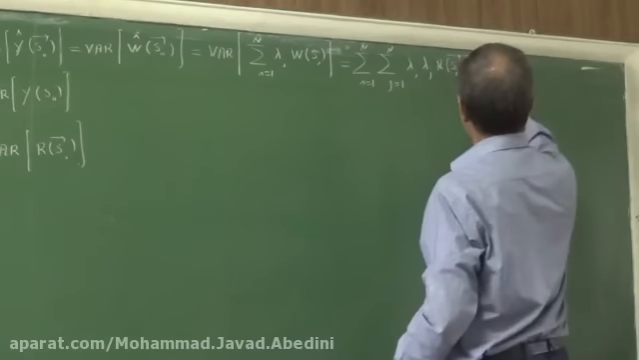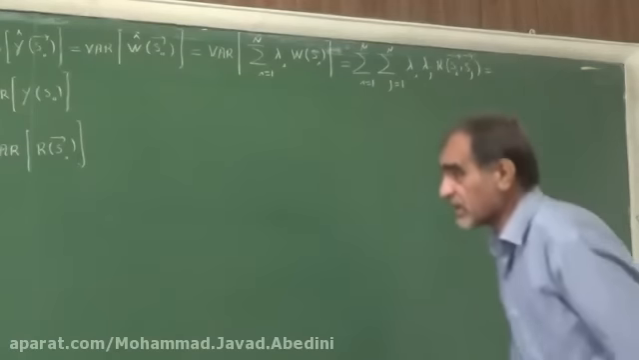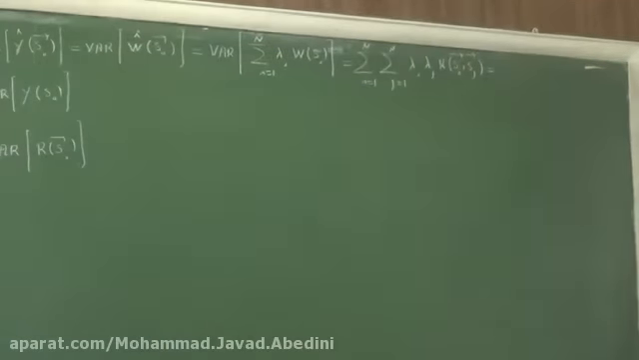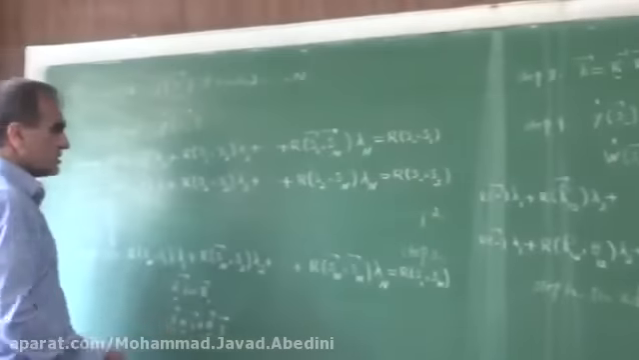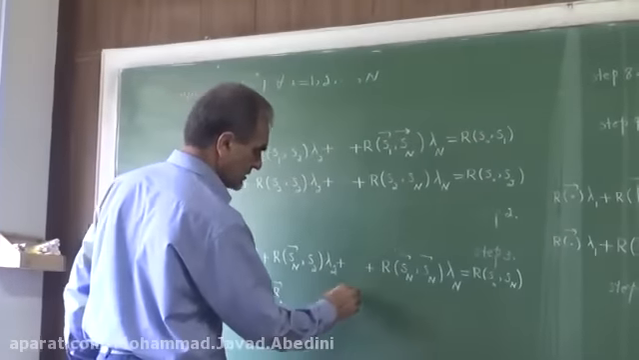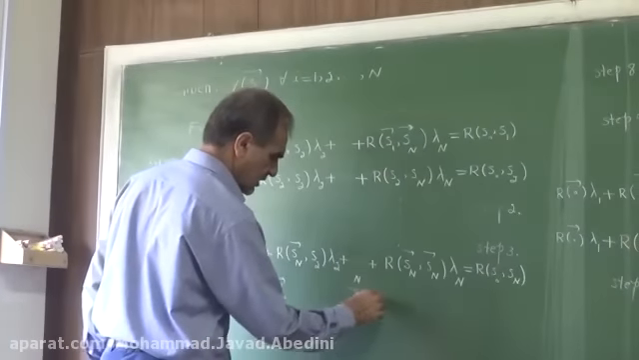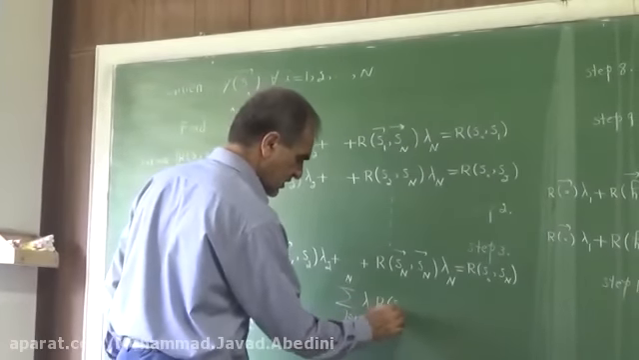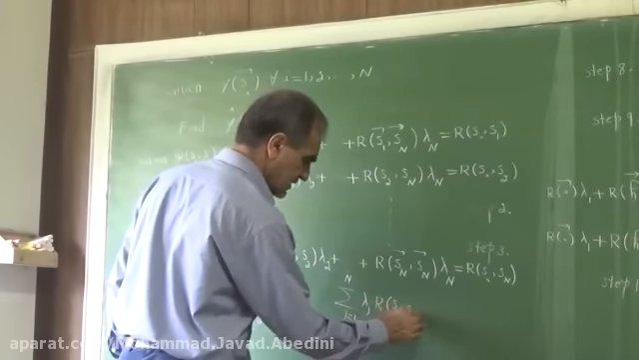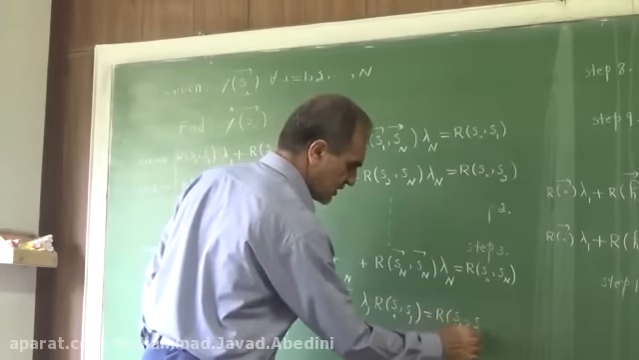And then you can simplify this double summation. How? You can simplify this. Please pay attention. Look at this relationship here. The counterpart for this relationship is summation j from 1 to n lambda j r sub si sj equal to r sub s0 sr.